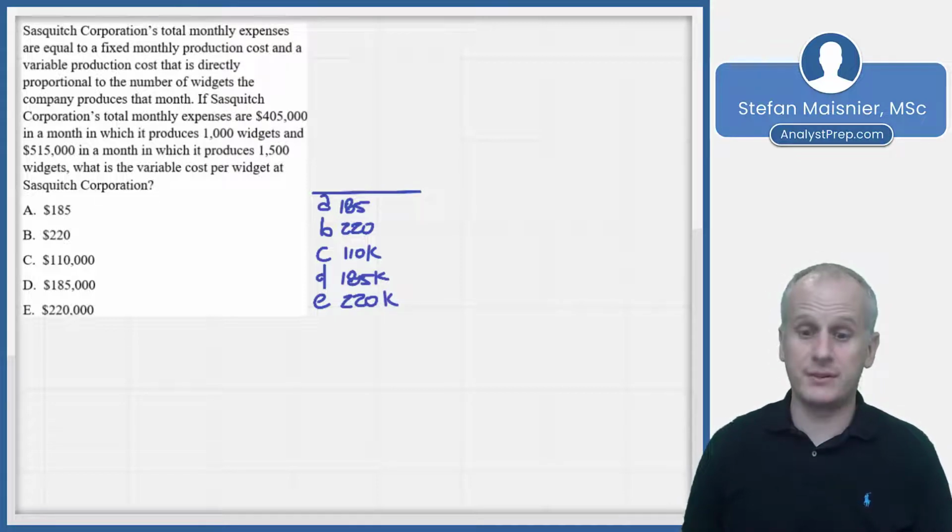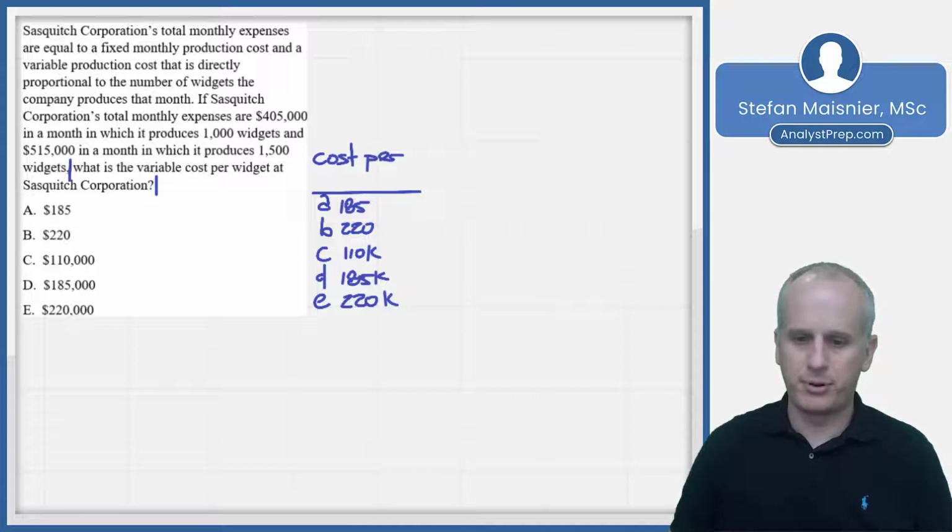And do note that there's a big spread in my answer choices. I should be able to either get down to the ones in the 100,000s or get down to the two that are only in the hundreds. There should be a really apparent logical estimation opportunity at some point in this problem just because of the organization of the choices. So we skip to the end, figure out what we're being asked for, and we can see we're being asked for what is the variable cost per widget at Sasquatch Corporation. So I'm just going to be asking myself for the cost per widget.